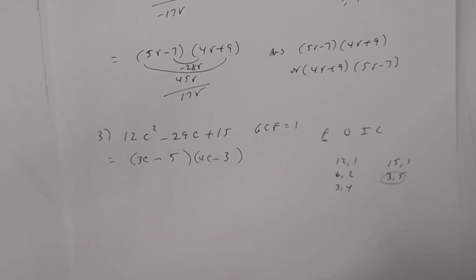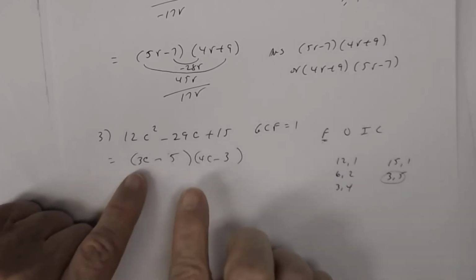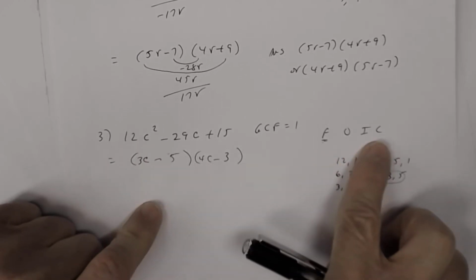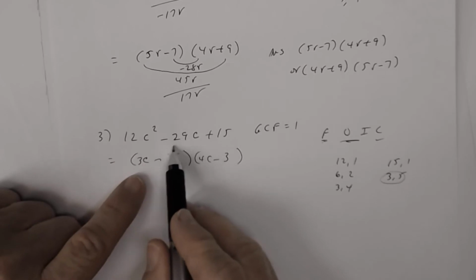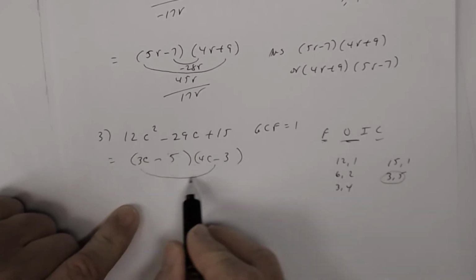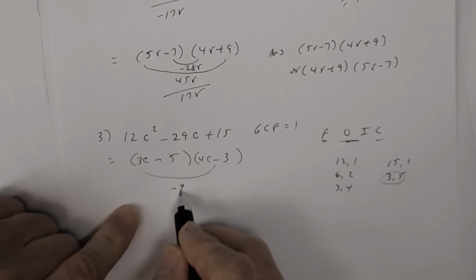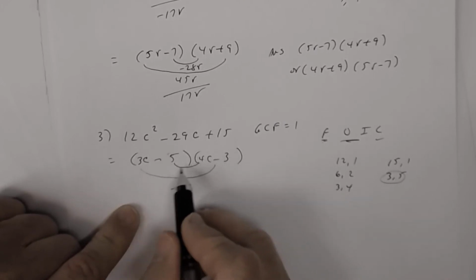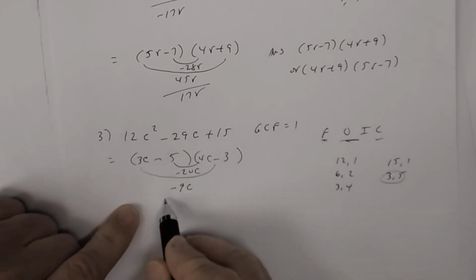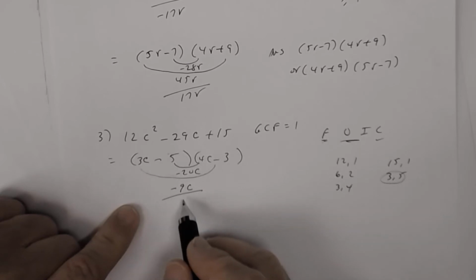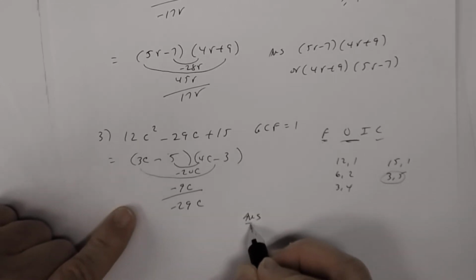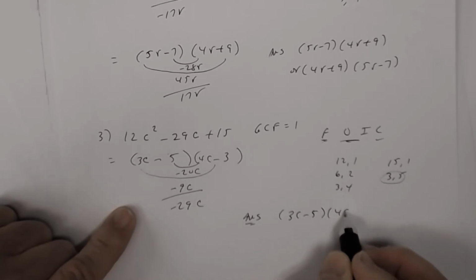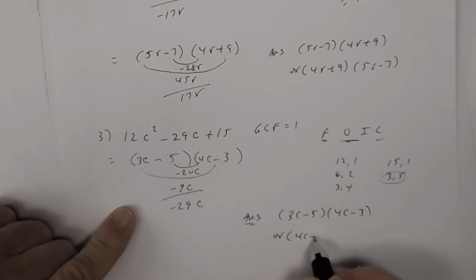All right, now let's check. Let's go back to F. Always verify. 3c times 4c is 12c squared. Let's go to the L next. Negative 5 times negative 3 is a positive 15. So that checks out. Let's do the outer and the inner. Remember, you want a negative 29c. What is 3c times a negative 3? Well, that's a negative 9c. Now the inner: what is a negative 5 times 4c? Well, that's a negative 20c. And when I add them up, a negative 20c and a negative 9c is a negative 29c, which is what you wanted. So there's the answer. The answer is 3c minus 5 times 4c minus 3, or you can say 4c minus 3 times 3c minus 5. Okay?